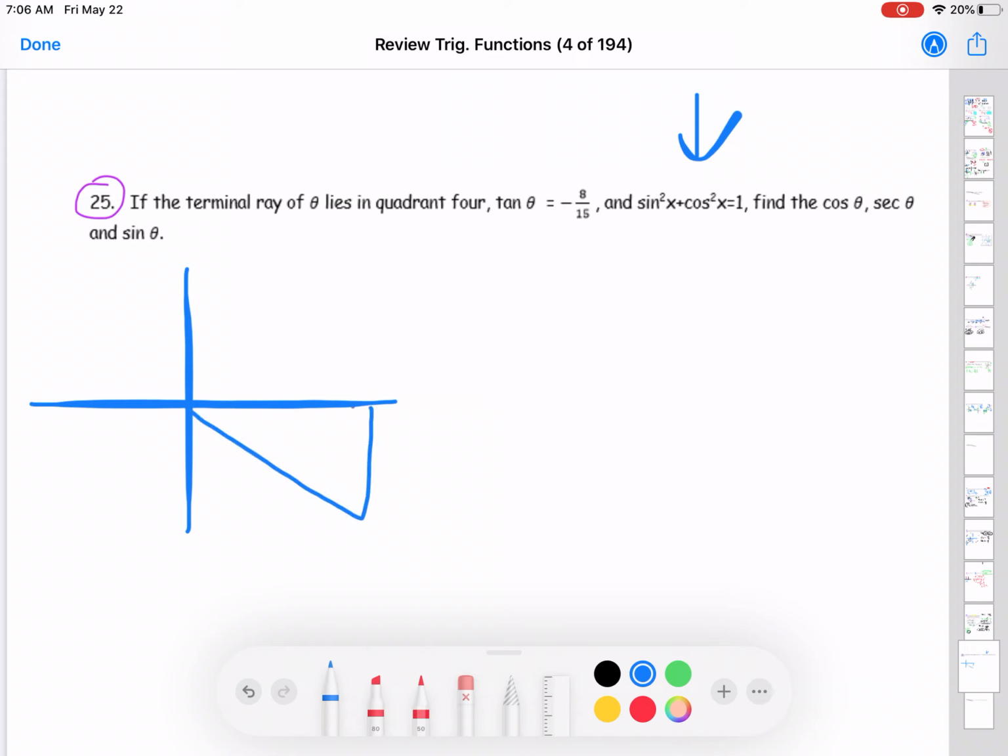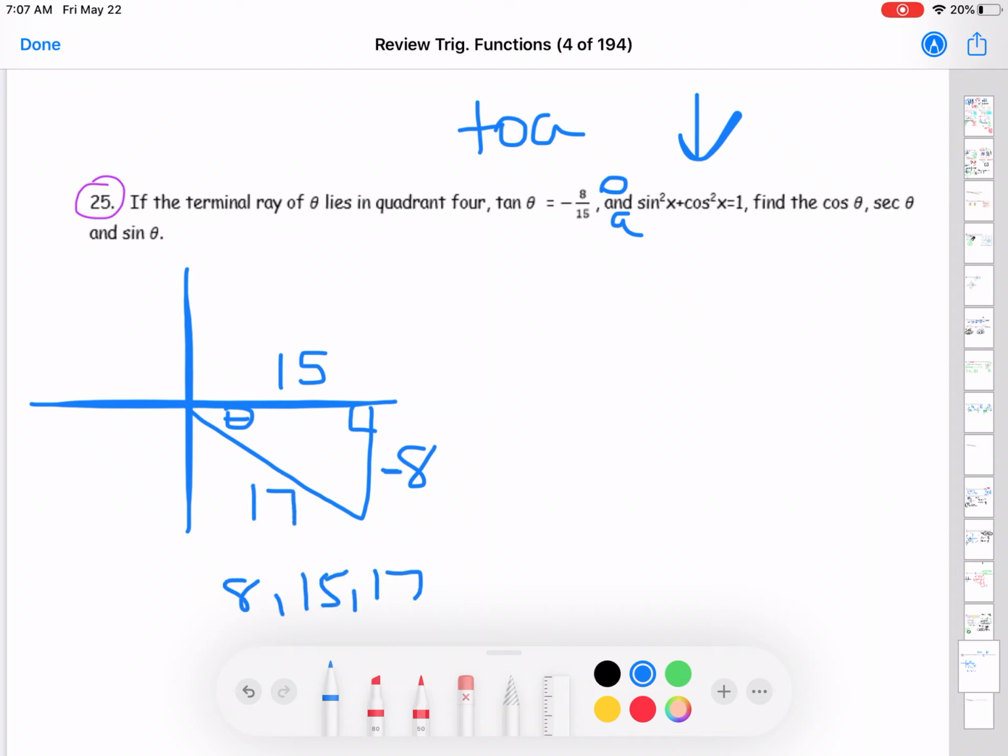Extend out, right angle, touches the x-axis. Here's theta. SOHCAHTOA, so opposite over adjacent. So opposite over adjacent, and then you decide who gets the negative. Going down is negative. This is also a triplet, 8, 15, 17, if you want to memorize it. So we don't really have to use the identity. You can if you want to. Some kids like to, but you don't have to.